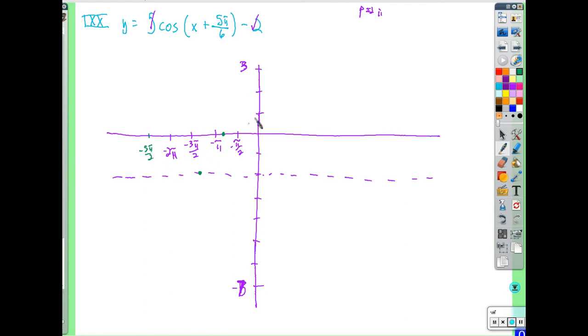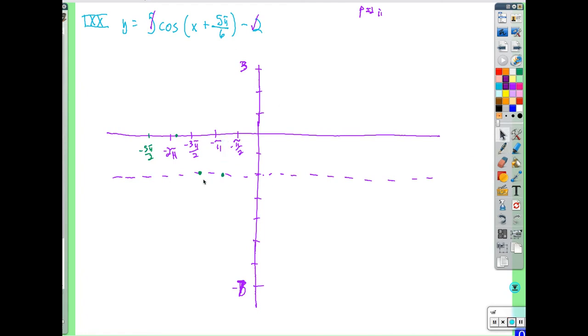Okay, so let's come back here. So far we have translated these 2 points where we come down like this, come down like that. Oh, we didn't even do this one. So we're going to move this point over negative 5 pi over 6. 1, 2, 3, 4, 5. And these should be in different places. These should be on our midline.